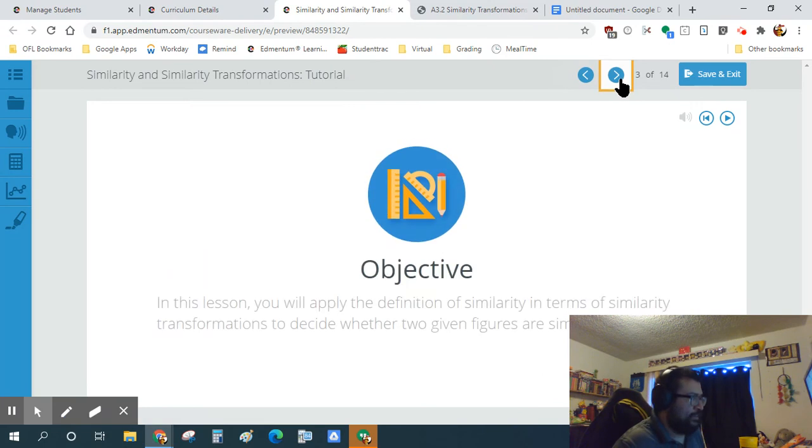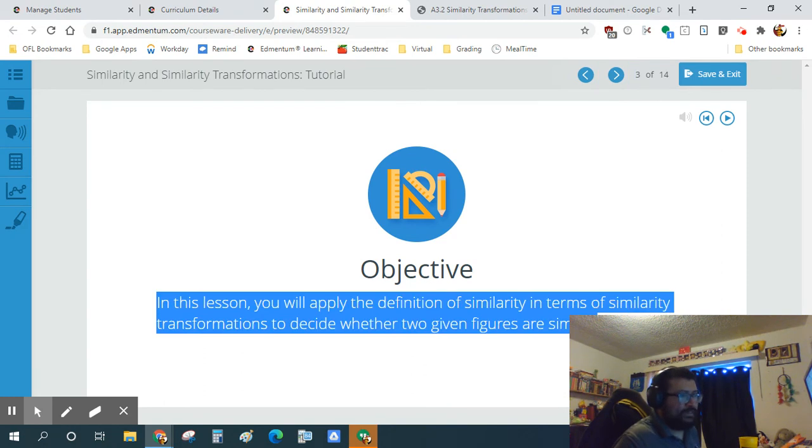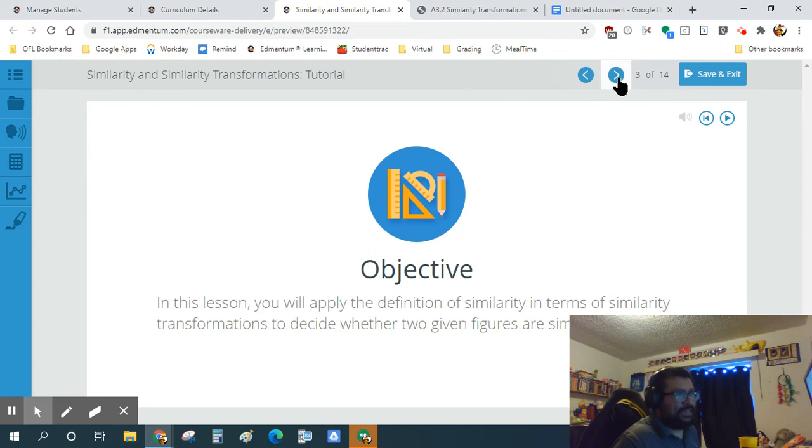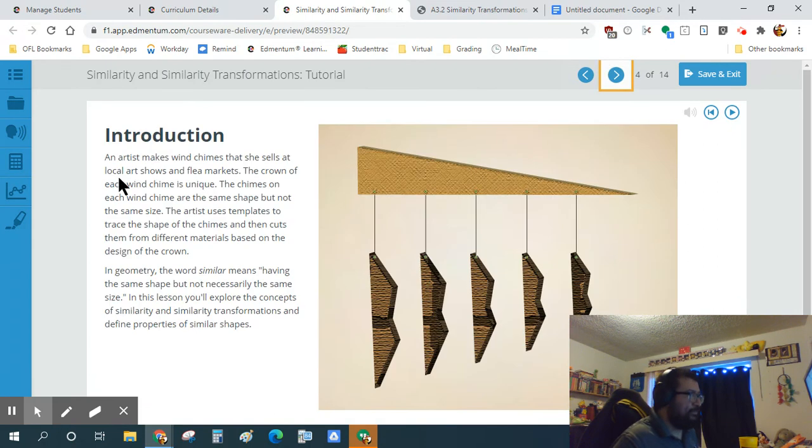All right. So our objective in this lesson is to apply the definition of similarity in terms of similarity transformations to decide whether two given figures are similar. So, like I said, we had skipped this lesson, which I think made the triangle things a little harder to do. So, this one will give us a firm definition of what similarity is. That way, the activity will make more sense, and the module about triangles will make more sense.